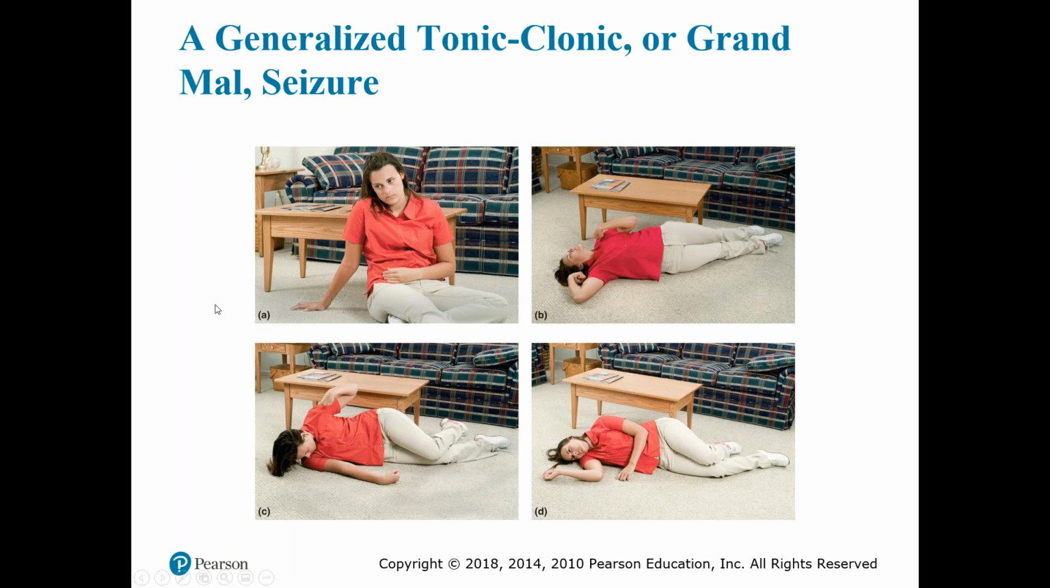So here we can see the different phases. In slide A, that patient is staring off into space, probably experiencing that aura, loses consciousness, and begins to get rigid. C, that patient begins to jerk violently. And then D, that patient is now in that postictal phase.